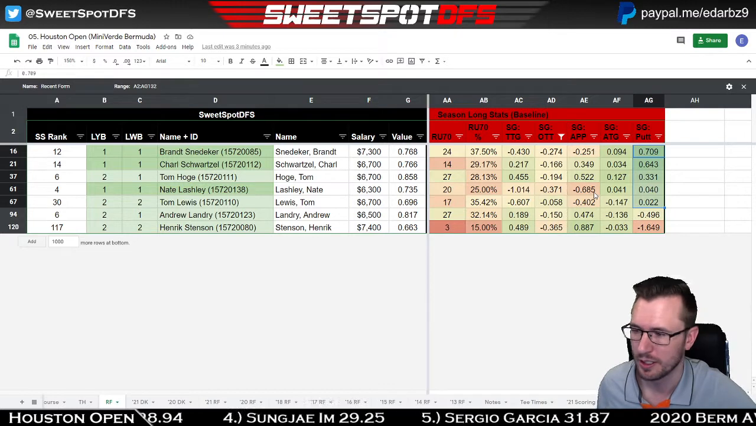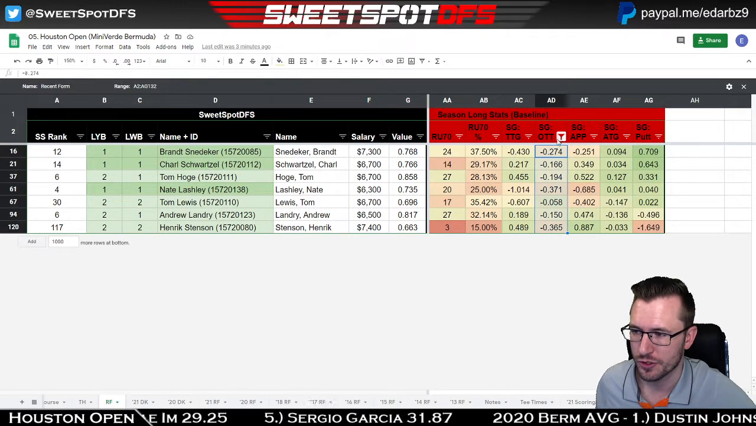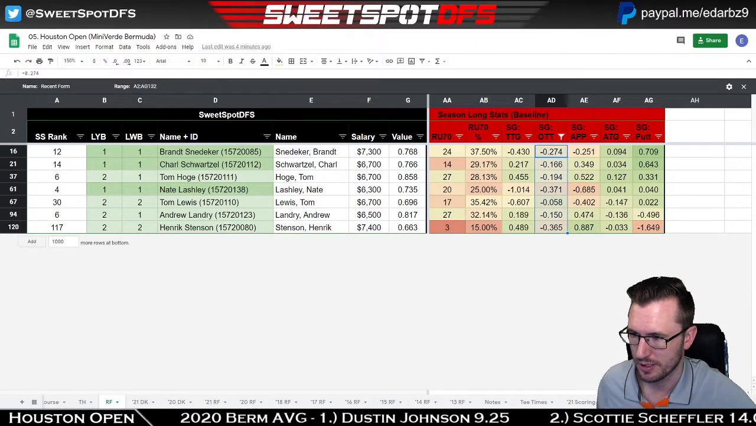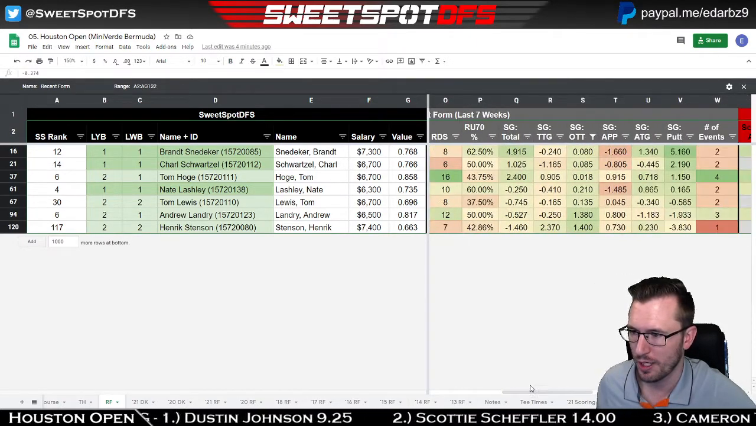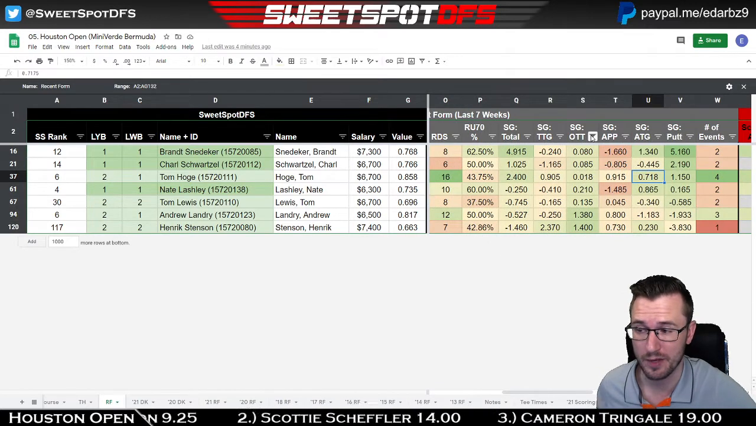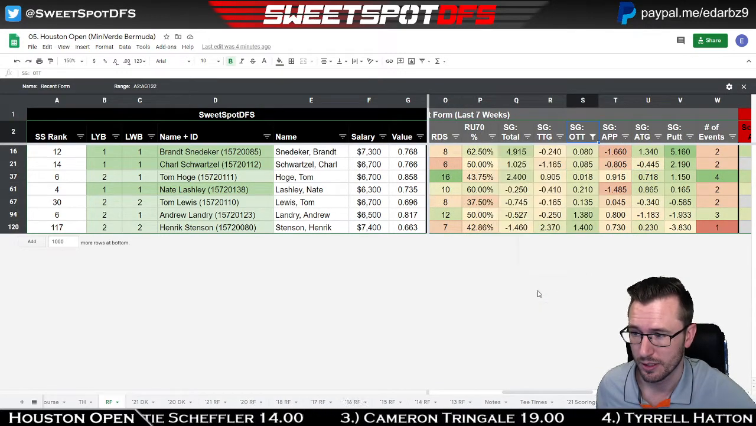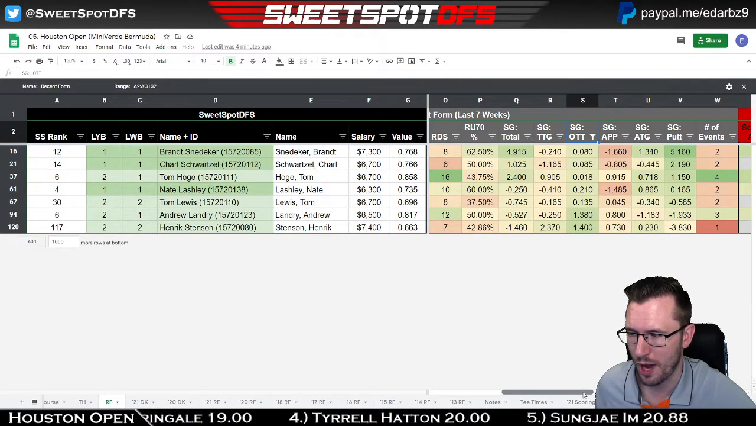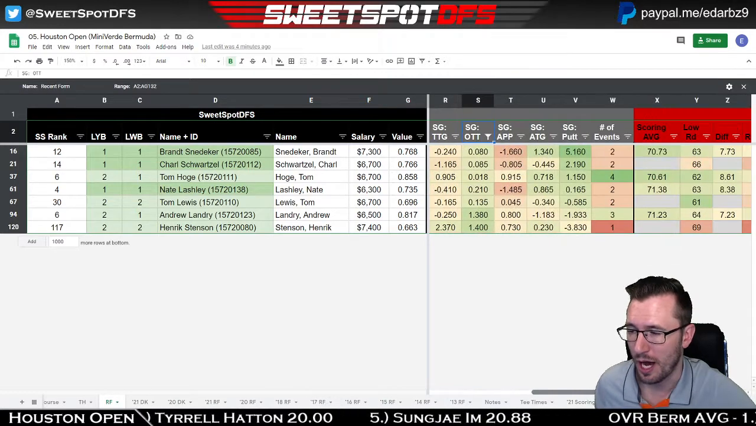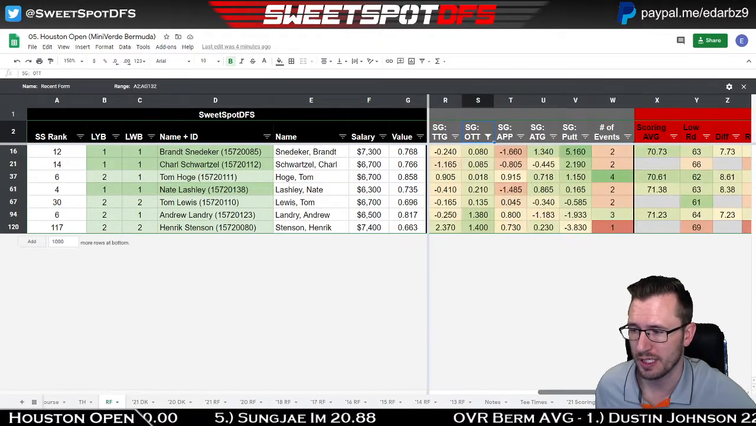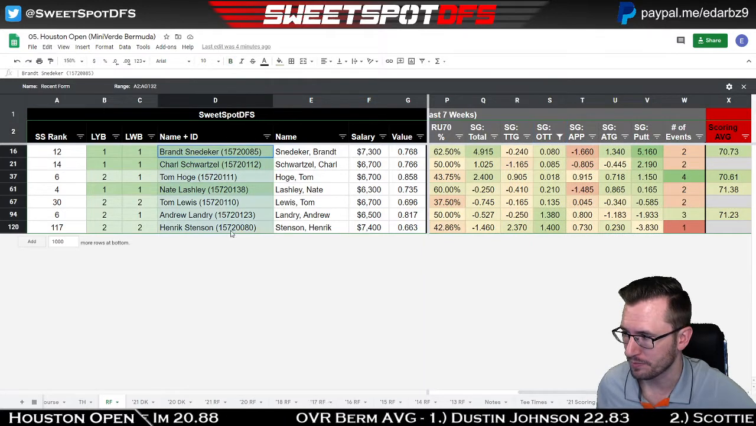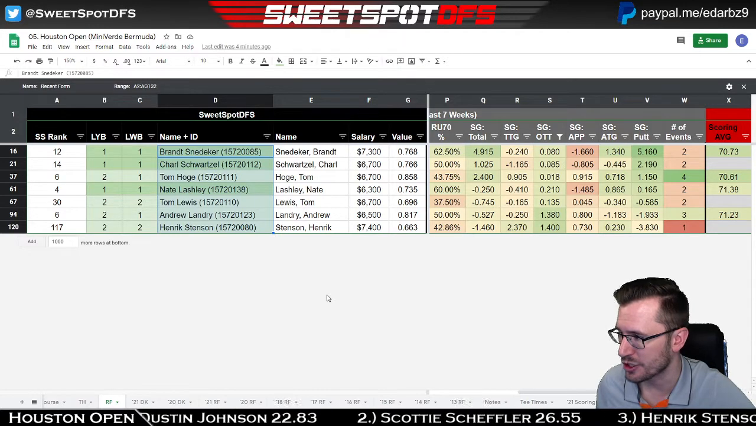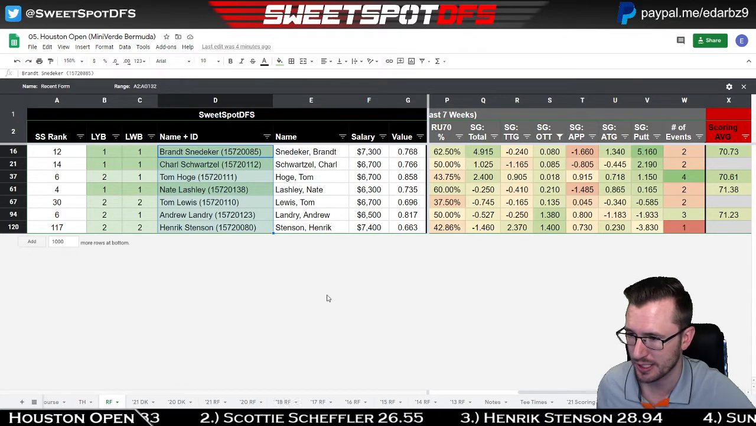Start over, retake. I looked at golfers with less than 0 for strokes gained off the tee. That was my first filter. And then I went on and filtered by them having positive strokes gained putting, and just wanted to see how many guys I had in that group. I do believe we're going to see one of these guys inside the top 10. So that's Brandt Snedeker, Charles Schwartzel, Tom Hoge, Nate Lashley, Tom Lewis, Andrew Landry, Henrik Stenson.